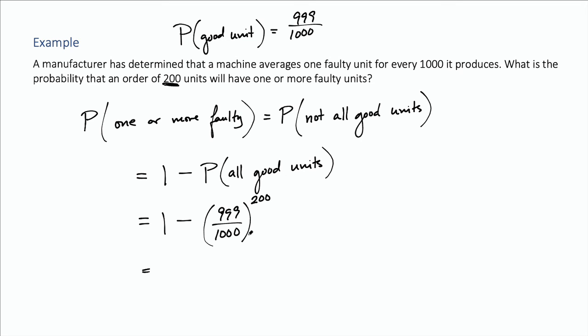So that right there is the probability that all 200 of them are good, and then we do our 1 minus that in order to get our probability that we end up with 1 or more. So you can type this into your calculator and you end up with 0.1814, rounded there. That's the probability that we end up with 1 or more faulty units.